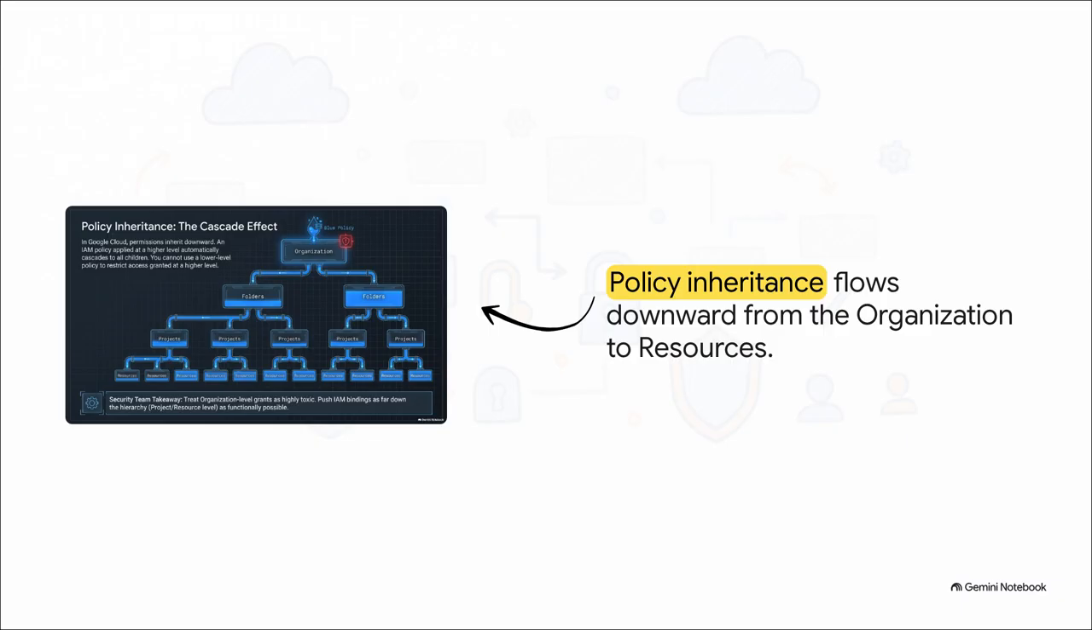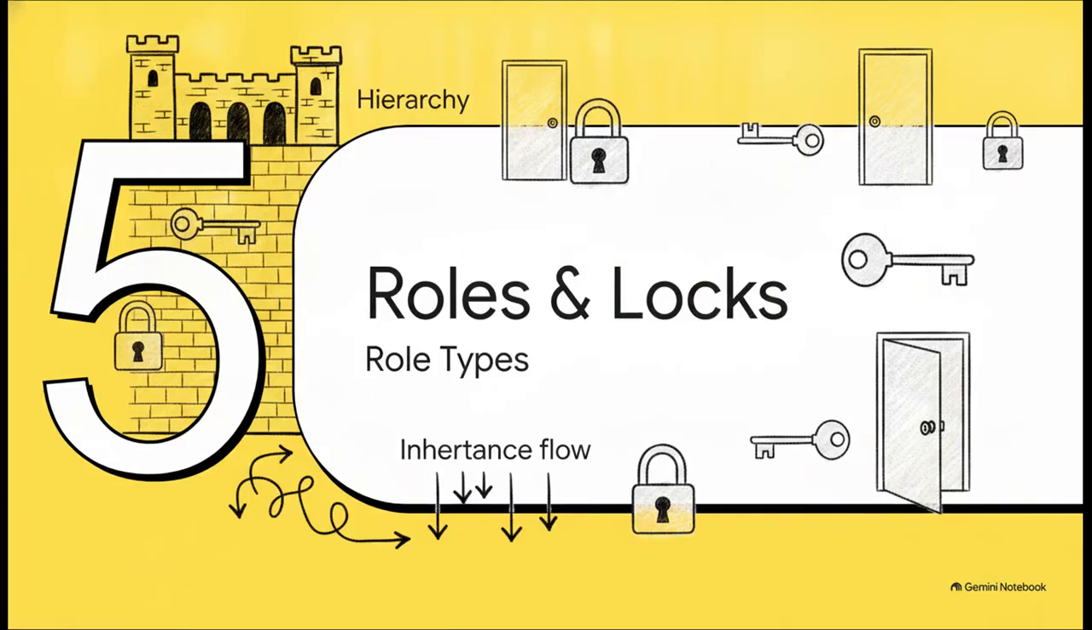Because of this, you literally cannot use a lower-level policy to restrict access that you already granted at a higher level. This makes organization-level grants highly toxic if they're too broad. You really have to push your IAM bindings as far down the hierarchy, down to the project or resource level, as functionally possible.